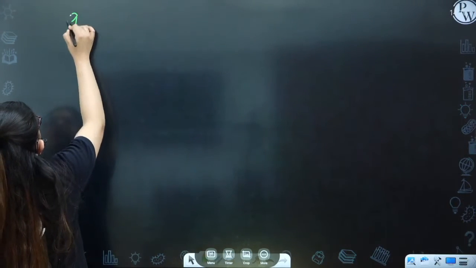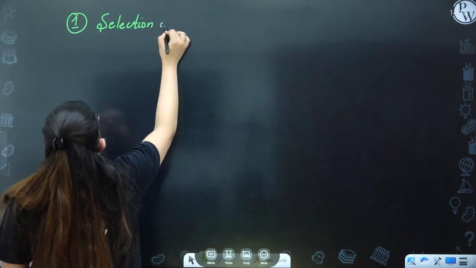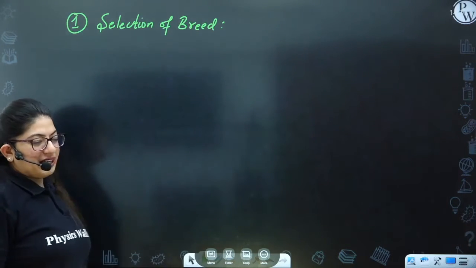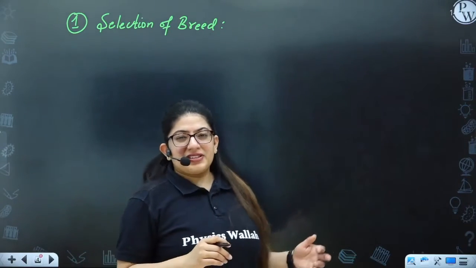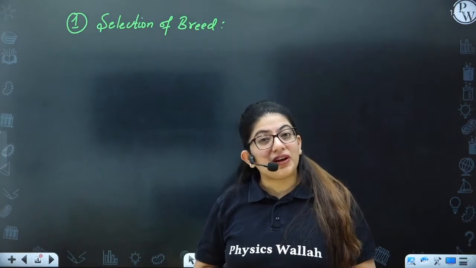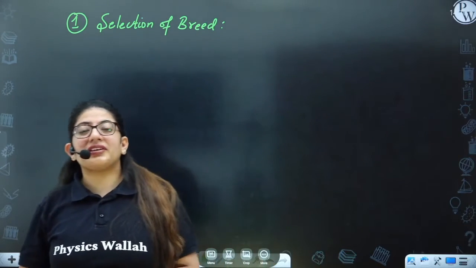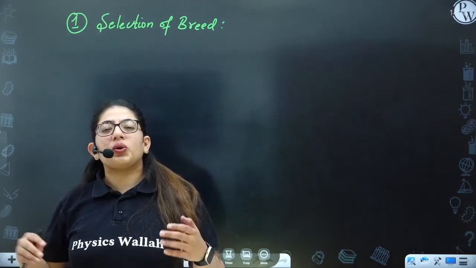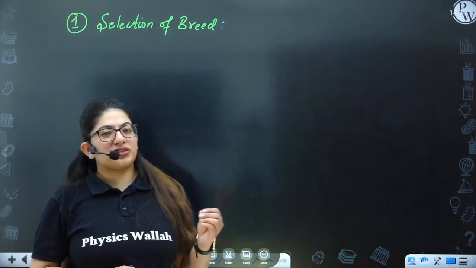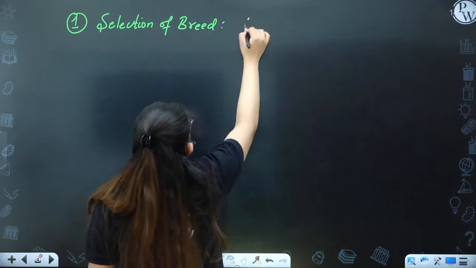The first thing is you should know how to select a good breed. For example, if I say I'm going to start this business of dairy farming, but I don't know the various breeds and varieties of cows and buffaloes, will I succeed? No. So I need to understand what types of breeds are there in the market, what their costing is, and what their needs are, what type of food they eat. The very first thing is selection of breed. So always select a breed that is disease resistant.